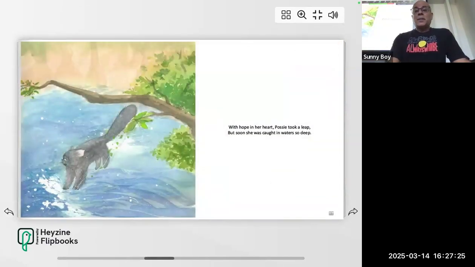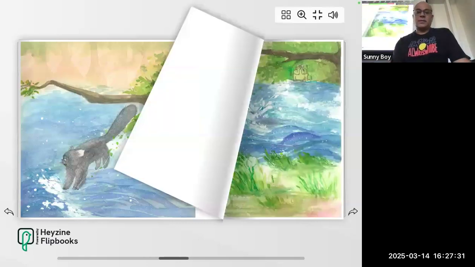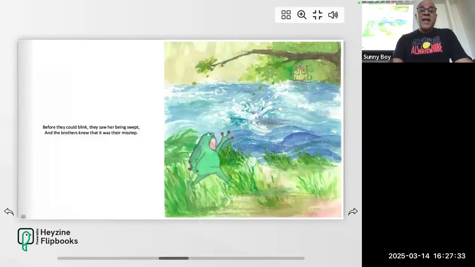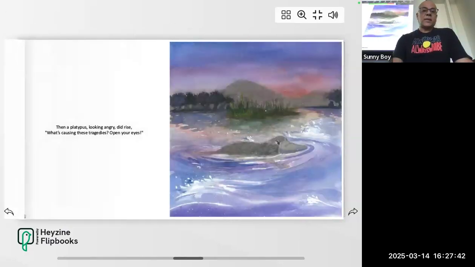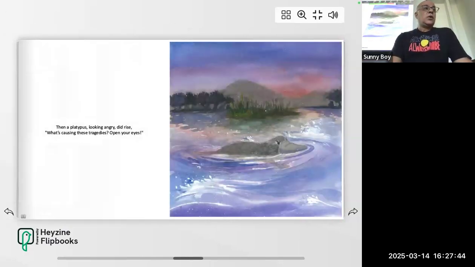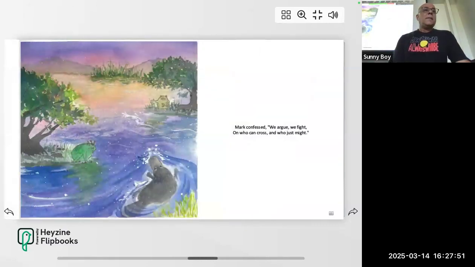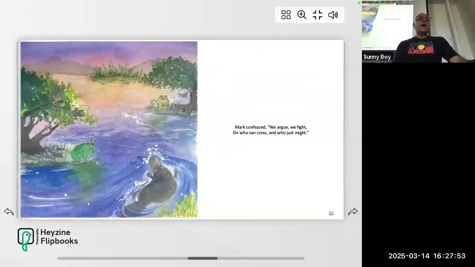With hope in her heart, Possum took a leap, but soon she was caught in waters so deep. Before they could blink, they saw her being swept, and the brothers knew it was their misstep. Then a platypus, looking angry, did rise. What's causing these tragedies? Open your eyes. Mark confessed, we argue, we fight on who can cross and who just might.